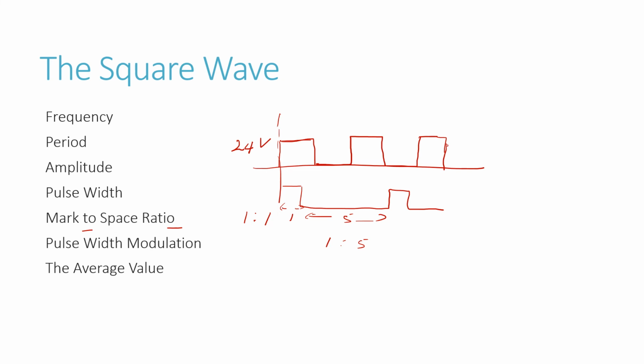Now you'll see where this comes in later on when we talk about pulse width modulation. Actually, pulse width modulation is a means of changing the mark to space ratio. But what is the purpose of pulse width modulation? We're going to see that as I give you an example of controlling a DC motor. All right, so let's go through these terms now.